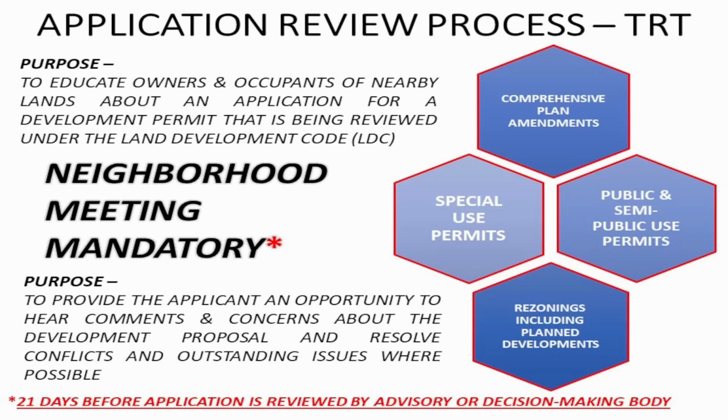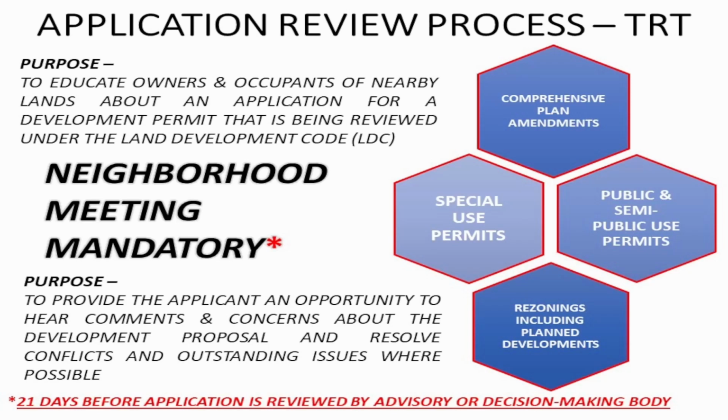So neighborhood meetings are required for comprehensive plan amendments, special use permits, public and semi-public use permits, and also rezonings that would include plan developments, rezonings to city zoning designations, or historic or overlay zoning designations. These neighborhood meetings are required to occur 21 days prior to an item being scheduled for an advisory or decision-making hearing. But they can occur anytime after the pre-application meeting, even if they have not submitted an application to the city for review.